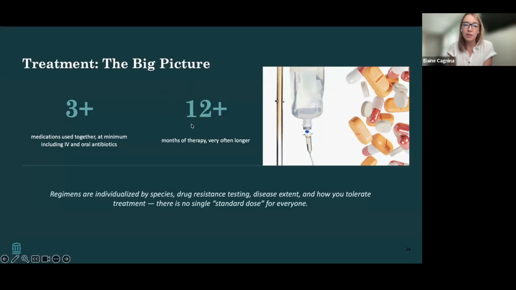Regimens are individualized by species, drug resistance testing, disease extent, and how you tolerate the treatment. There is no single standard dose or standard plan for everyone. It also has to do with what other medications you're on, because there are drug-drug interactions. So sometimes we have to modify the regimen based on other medications.